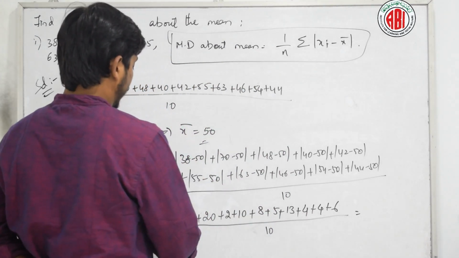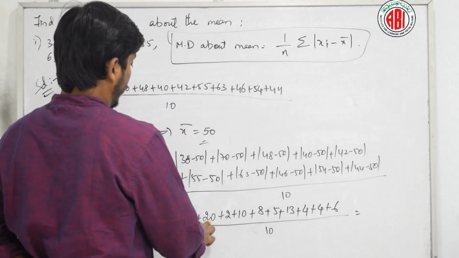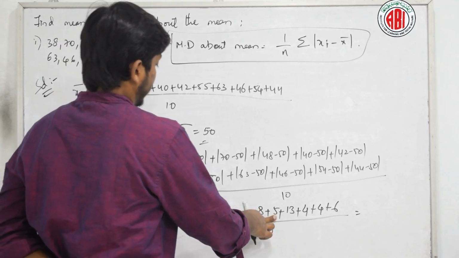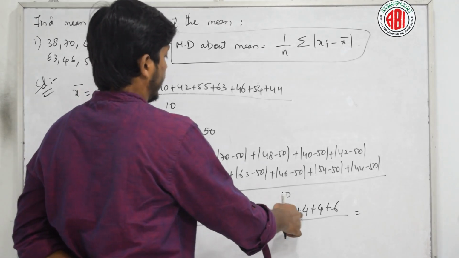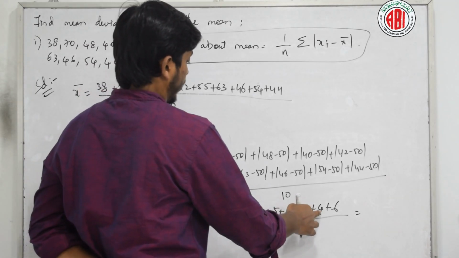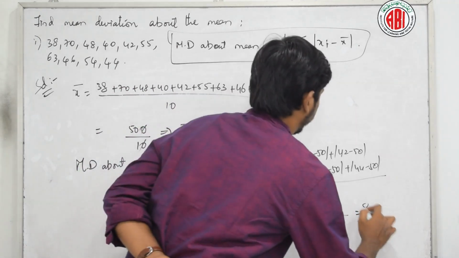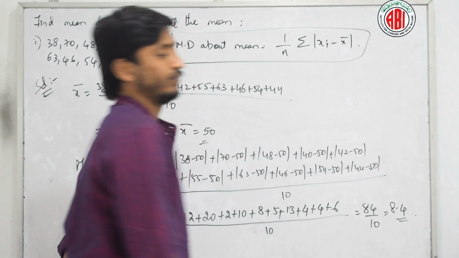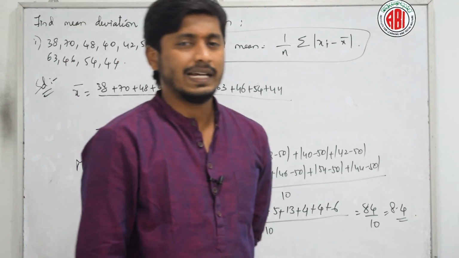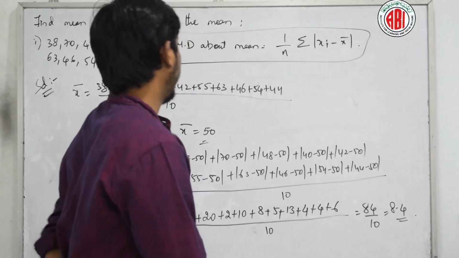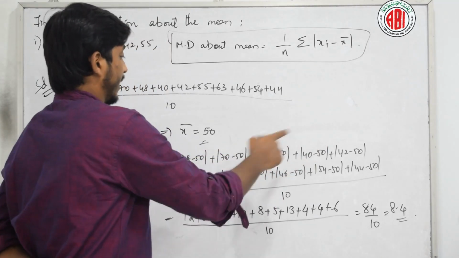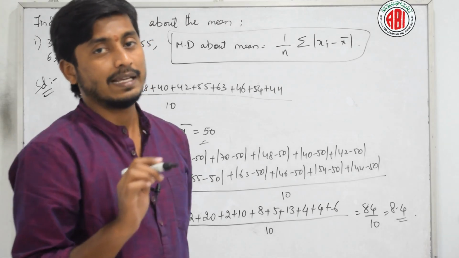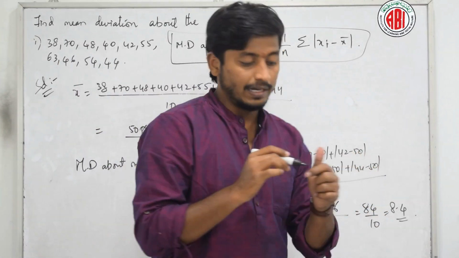Let me add from this side. 12, 20, 32, 34, 44, 52, 57, 70, 74, 84. 84 by 10, the answer is 8.4. Is it easy or not? It is actually very simple, but make sure that you don't subtract in a wrong way and you don't add everything in a wrong way, because even if a single number changes, the answer will change completely.